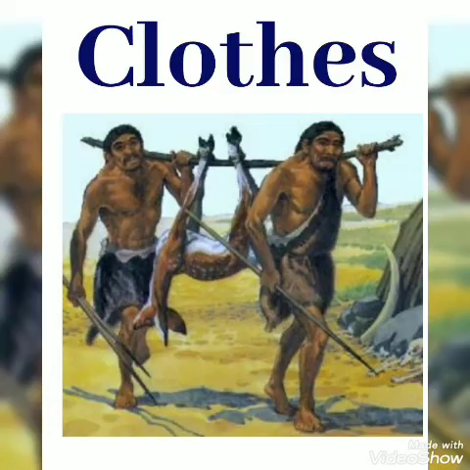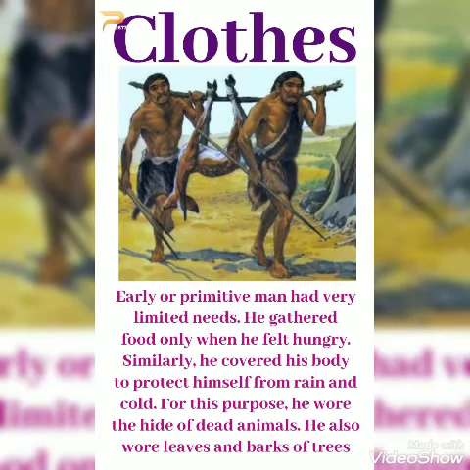Clothes. Early or primitive man had very limited needs. He gathered food only when he felt hungry. Similarly, he covered his body to protect himself from rain and cold. For this purpose, he wore the hide of dead animals. He also wore leaves and barks of trees.